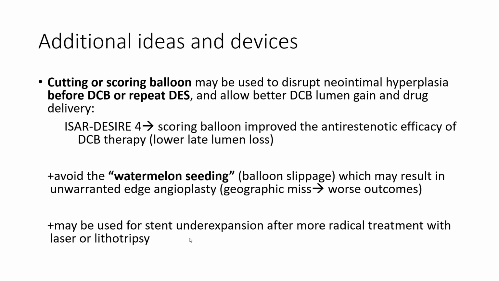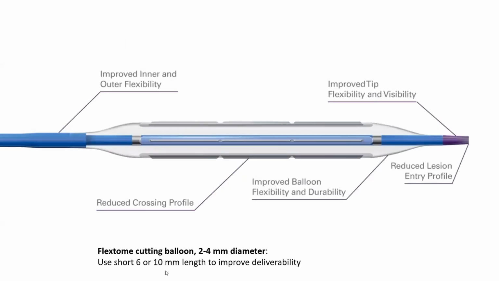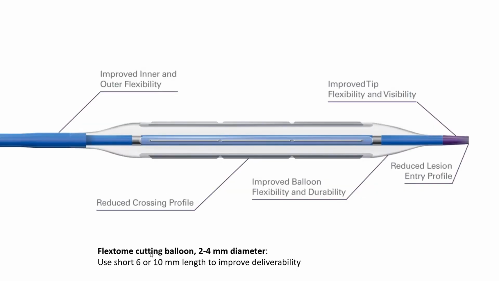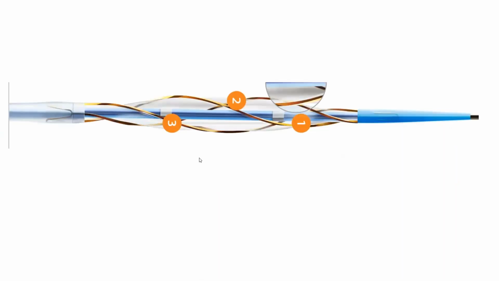Okay, I have also used it in cases of stent underexpansion after using more radical treatment with laser or lithotripsy to further try to soften the plaque behind the stent. There is another type of scoring balloon which uses, instead of blades, 3 intertwined elliptical wires to try to modify the plaque. That's what actually was used in the ISR Desire 4 trial. In my experience, I find that I get better immediate result with cutting balloon. This is the angiosculpt balloon with the 3 wires.